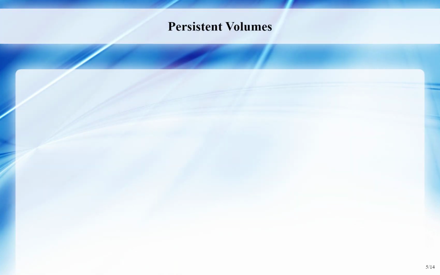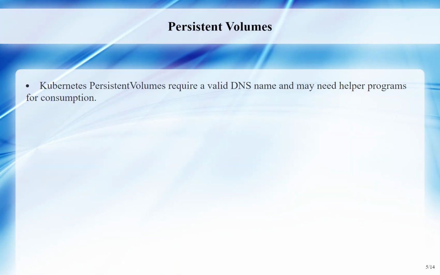Persistent volumes. Persistent volumes, PVs, in Kubernetes contain a specification and status. The name of a PV must be a valid DNS subdomain name. Helper programs may be needed to consume a persistent volume within a cluster.